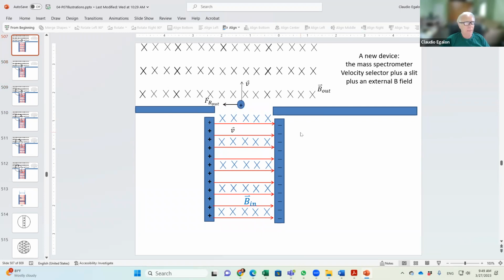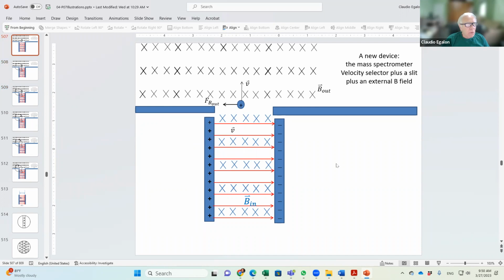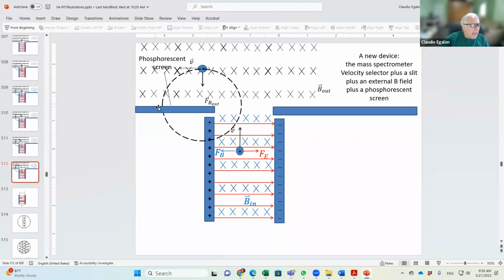Yeah, good. So we undergo uniform circular motion. And don't forget, like I mentioned, this width here is very small compared to the radius of curvature. This illustration is not to scale, okay? This distance here is very small compared to the radius of the particle. And here you go, the particle. And then eventually the particle collides against this phosphorescent screen.